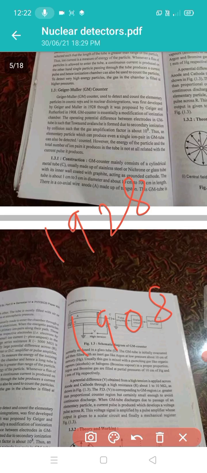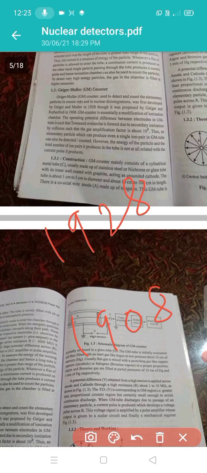The GM counter is essentially a modification of the ionization chamber. The ionization chamber is modified into the GM counter. By modifying the ionization chamber, the GM counter was developed.